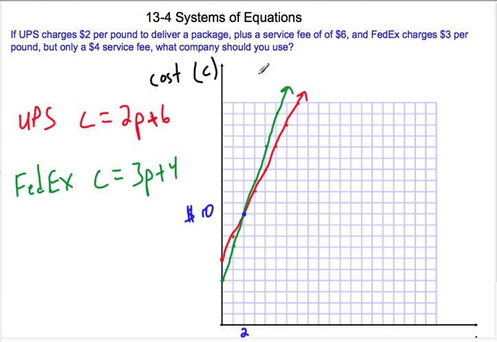And so the answer to the question of what company should you use is going to depend. If your package is less than 2 pounds, you'll want to use FedEx because it's going to be cheaper. However, if your package is more than 2 pounds, you're going to want to use UPS because the price will be cheaper. So a system of equations is going to help us find a point of intersection, which will help us answer any questions we need to know. So we're going to try out a couple examples.